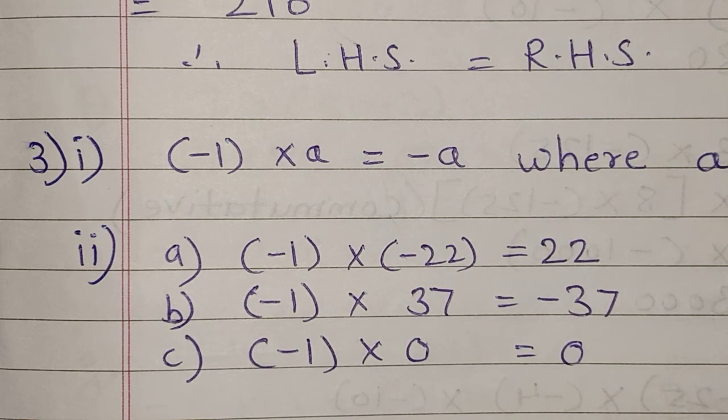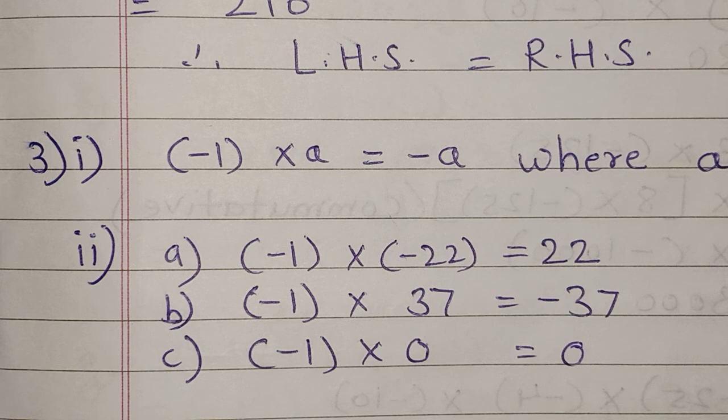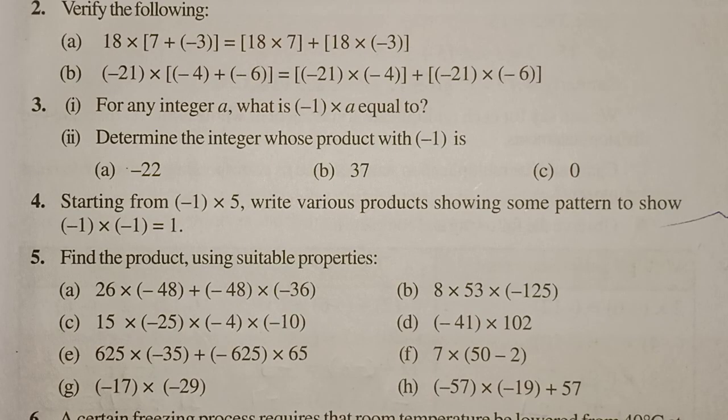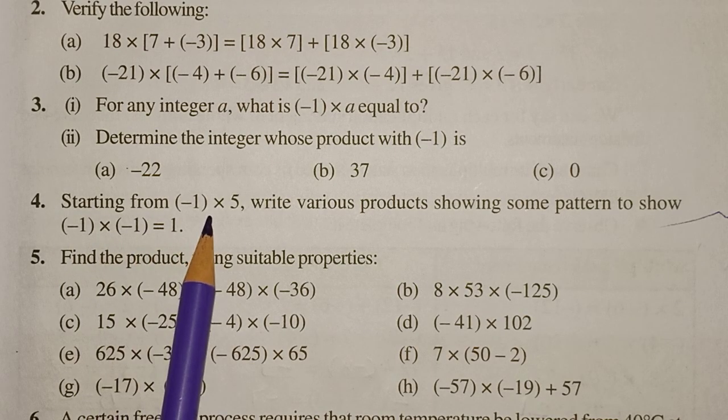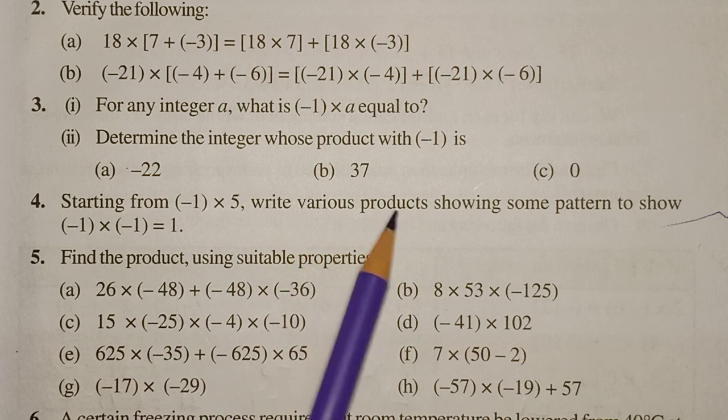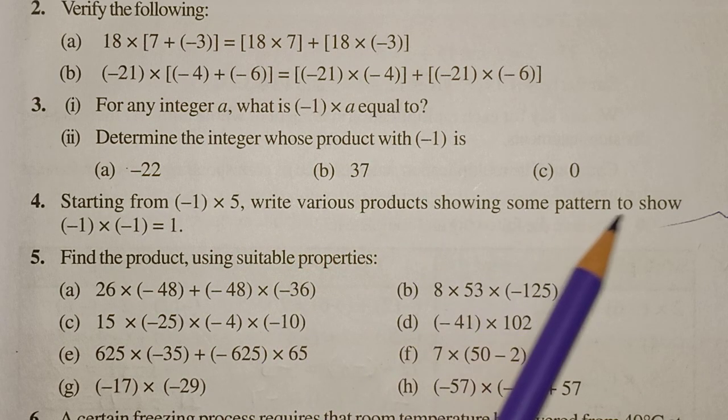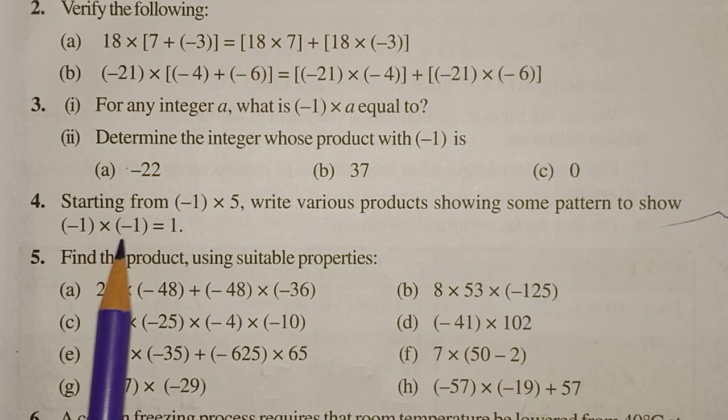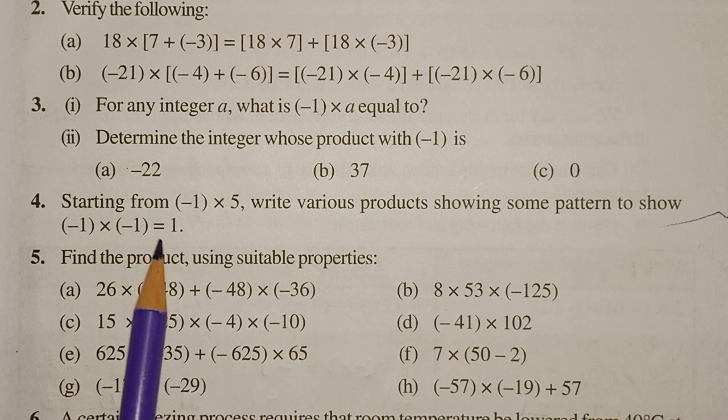Please go through the link carefully, in which I have given all the rules related to addition, subtraction, multiplication and division of integers. Let's move ahead. Question number 4. Starting from minus 1 into 5, write various products showing some pattern to show minus 1 into minus 1 is equal to 1.